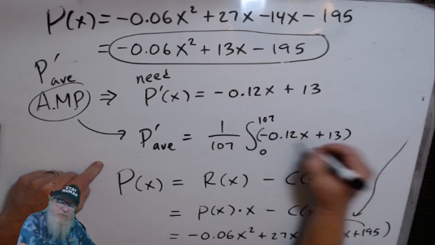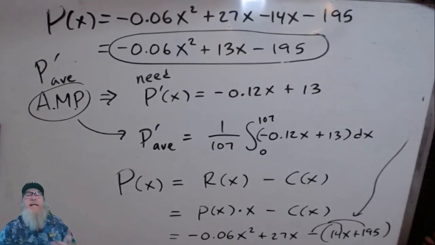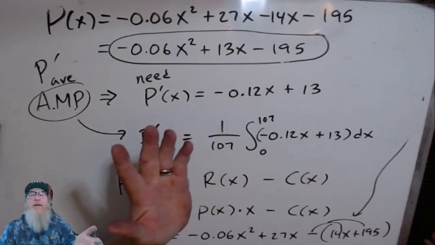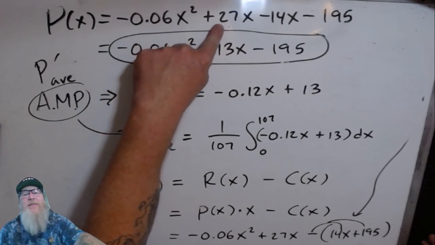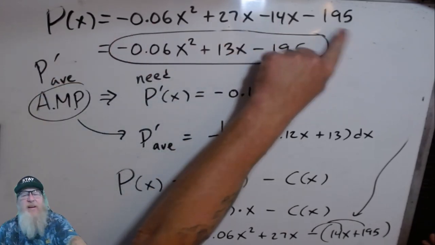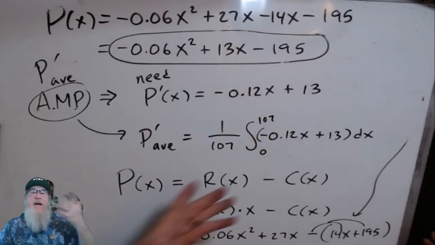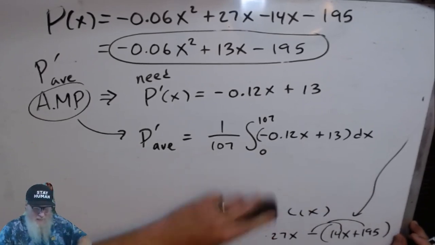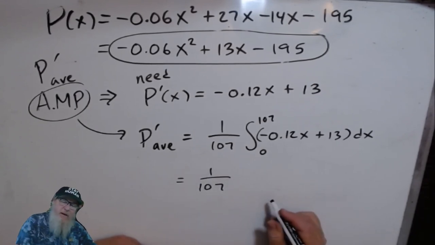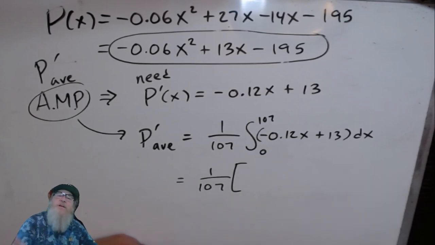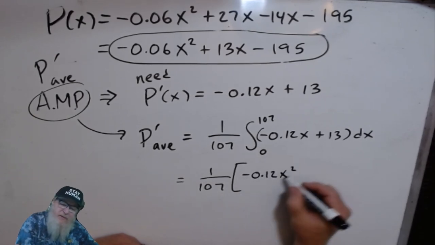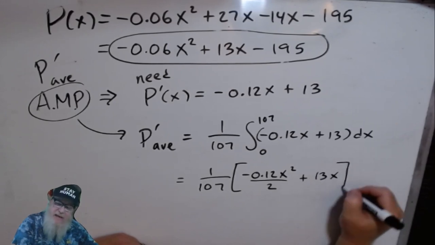Doesn't this just look just like the revenue function? When you start taking these margins of profit, you end up with something that looks exactly like revenue. The key difference is, look, the revenue is 27x, and then the profit is only 13x because you subtracted the cost. Fixed cost was 195. That did not affect the margin. You probably noticed that back in chapter 2 when we were first doing marginal analysis. So if you didn't notice it then, now would be a great time to notice it. Again, these ones are all set up so that the integrals themselves are rather easy. So it's going to be negative 0.12x squared over 2 plus 13x from 0 to 107.